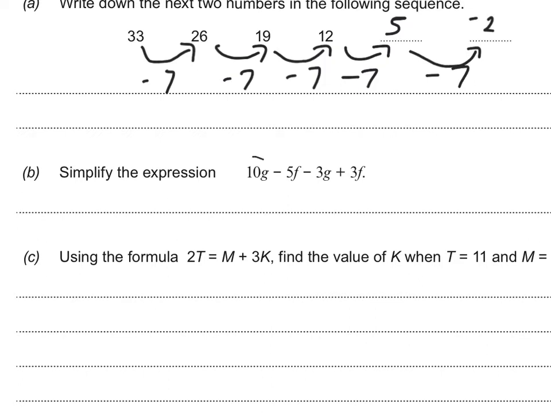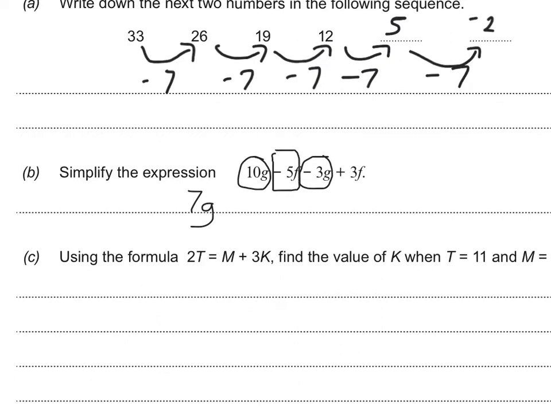So I've got 10g, and then I'm going to take away another 3 lots of g. So 10 lots of something, take away 3 lots of something gives me 7 lots of something. And now I'm going to put a different symbol around this to help me make sure that I don't make any mistakes.